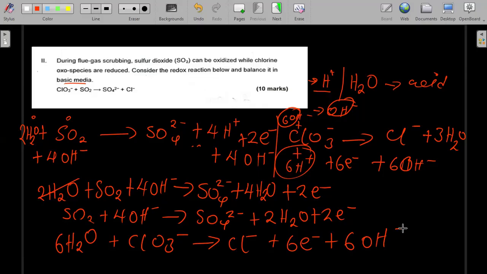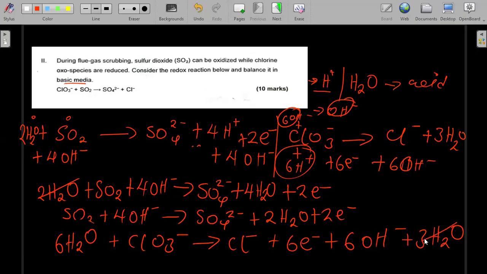Okay, and then we also have 3 water molecules, isn't it? So we also have 3 water molecules. Let's not forget those 3 water molecules. Okay, so now we can also subtract there the water molecules. So we're having 6 water molecules on the reactants, and then we're having 3 water molecules on the products, isn't it?